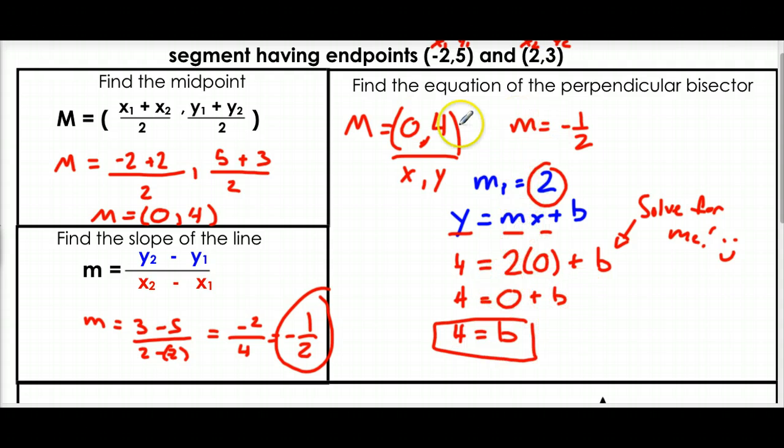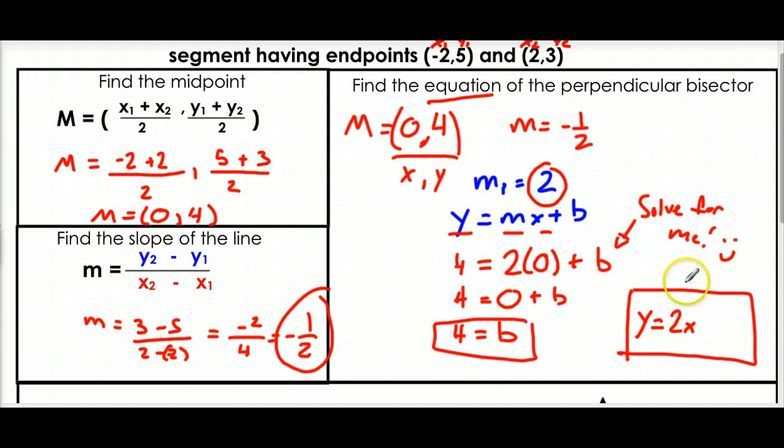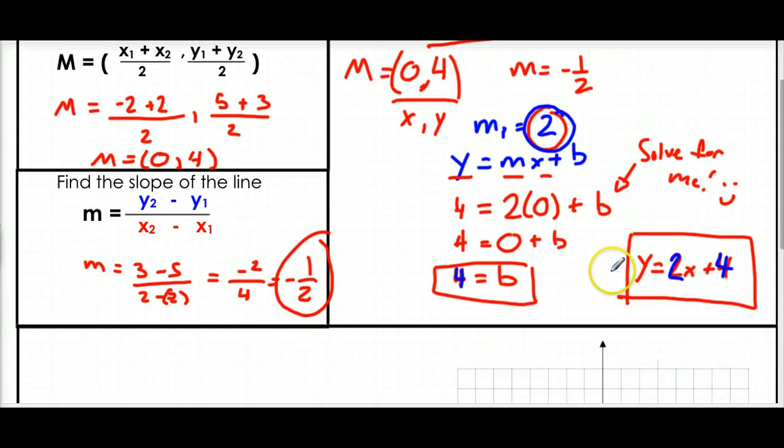Now, to find out the equation, we don't just stop at b. We're going to write our final equation. The perpendicular bisector, the equation is going to be y equals, well, it has a slope of 2, so 2x plus, and we have our b right here, 4. And where did I get that 2 and 4? I got my 2 because that's what the slope has to be for it to be perpendicular, and I got my b over here, and we solved for that earlier. So 2x plus 4. Awesome.